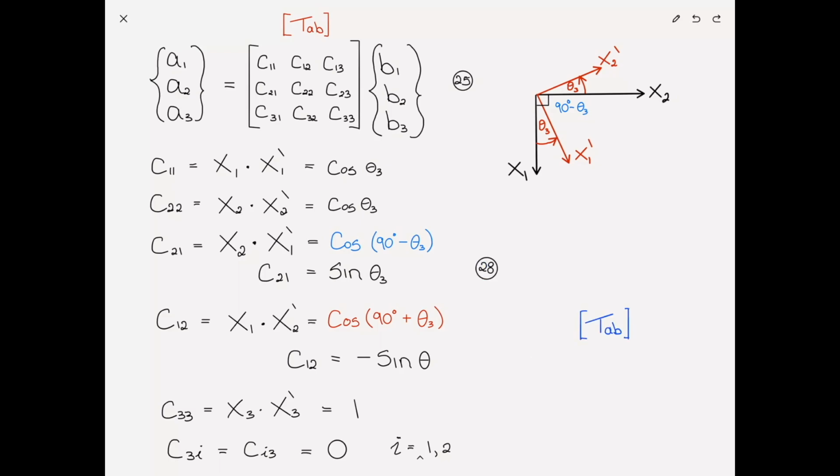And let me just assemble it in a matrix, our TAB matrix. That would be C11 is cosine theta 3, C22 is cosine theta 3, C21 is sine theta 3, C12 is minus sine theta 3, and then we got 0, 0, 1. And I just realized I left off my subscript 3 here. That should be a 3.